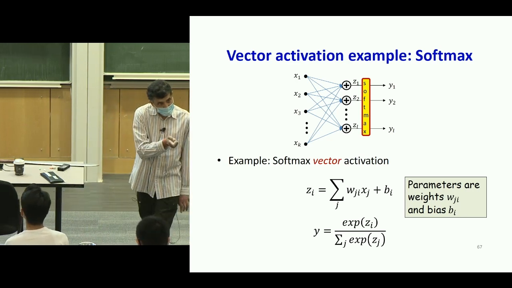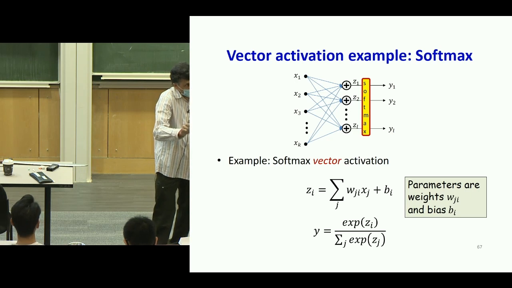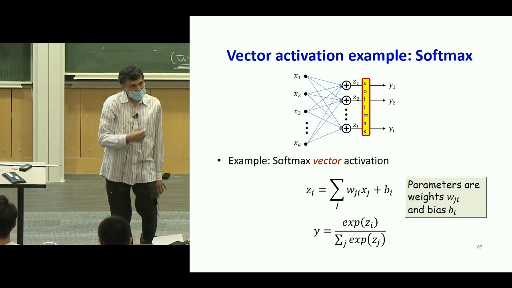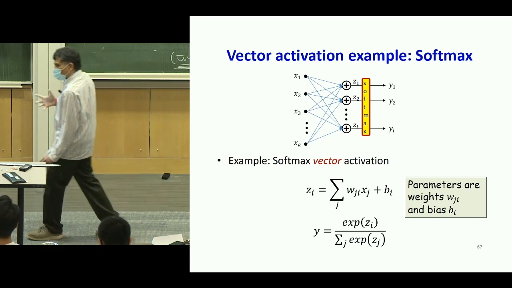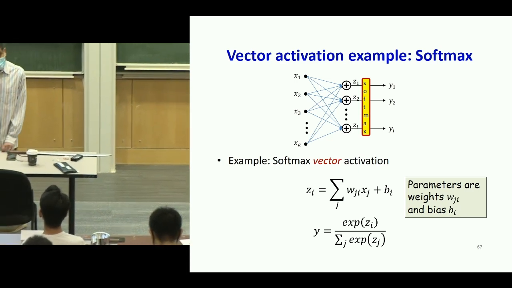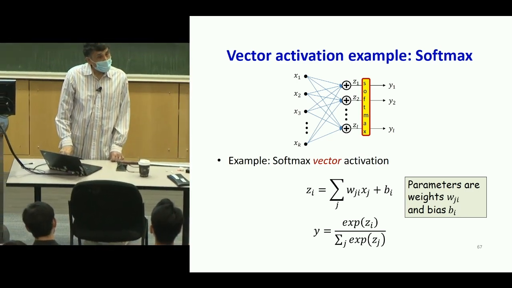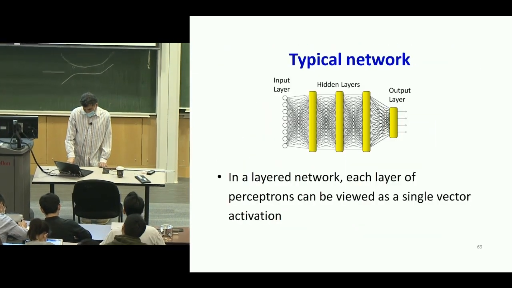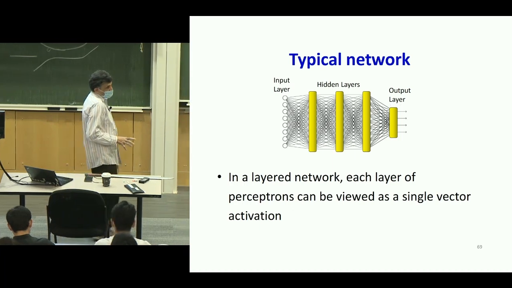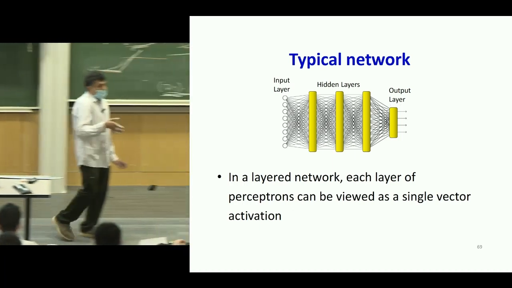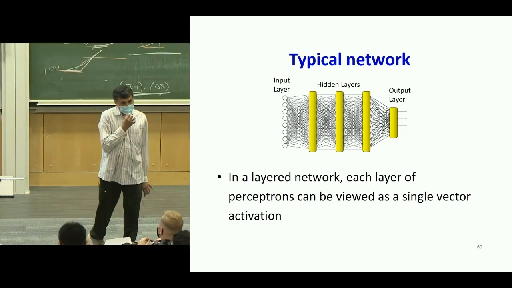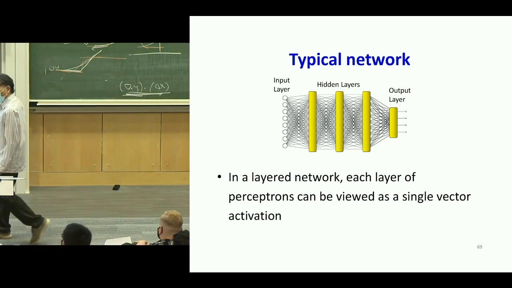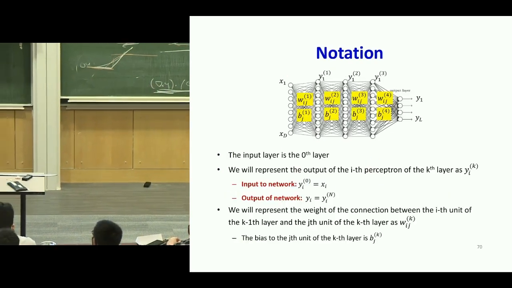So if I change the weight such that one affine value goes up, the corresponding softmax output goes up, but the rest of them go down. So that's why I'm calling it different, in the sense that perturbing one parameter can change all the outputs. So in a typical network, you can view all of the layers as vector activations, but something like the softmax is different in that changing one parameter can change all the outputs.